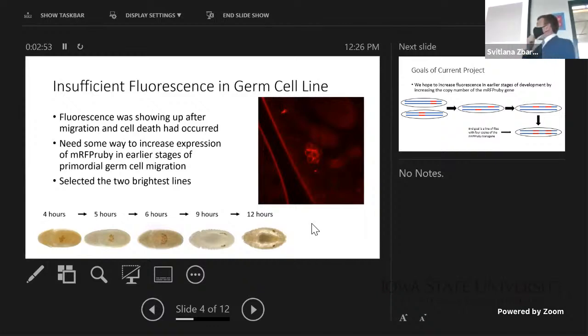An issue with those fly lines generated by those previous researchers was that this fluorescence wasn't showing up early enough. If you see this clump of cells right here, as you can see, the migration is already almost complete at that point. What we would like is to get that red fluorescent protein to show up at about 4 or 5 hours, so that we can actually watch the cells migrate throughout the embryo. The technique we've been trying is to increase the copy number.